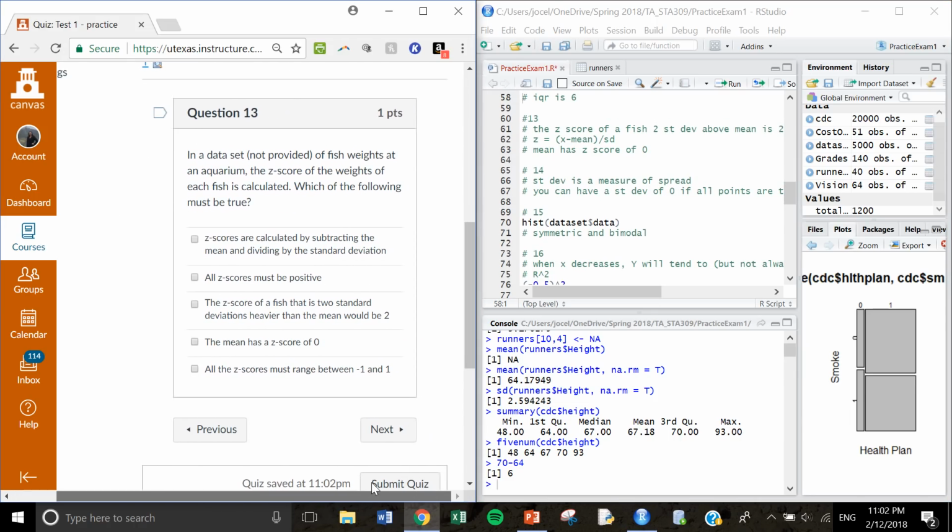In a data set of fish weights at an aquarium, the z-score of the weights of each fish is calculated. Which of the following must be true? This first one says, z-scores are calculated by subtracting the mean and dividing by the standard deviation. That's right, that's just the definition of z-scores. They're calculated by subtracting the mean and dividing by the standard deviation.